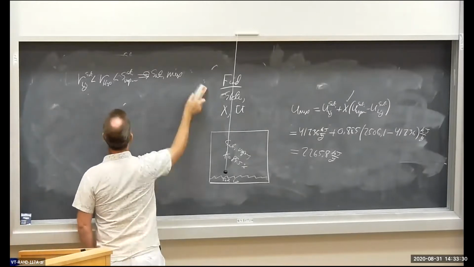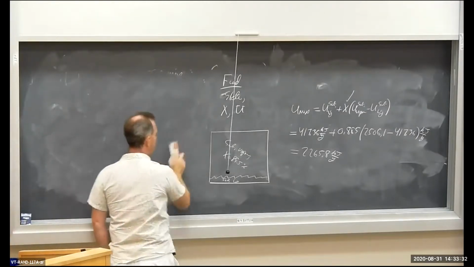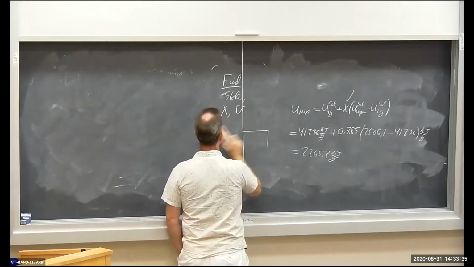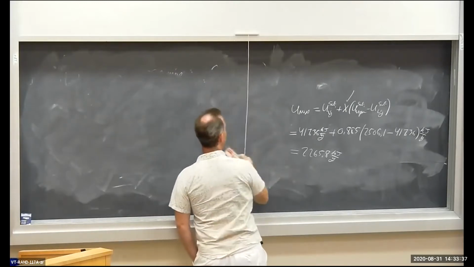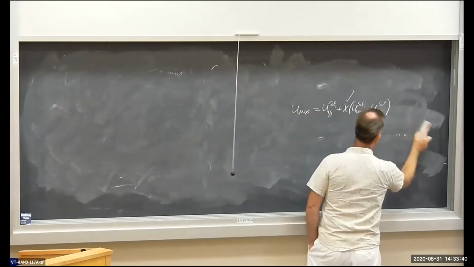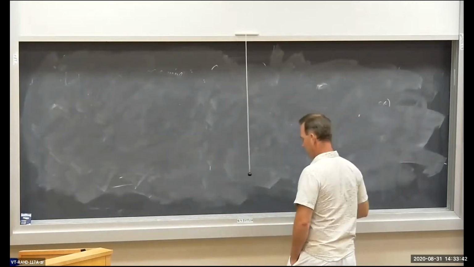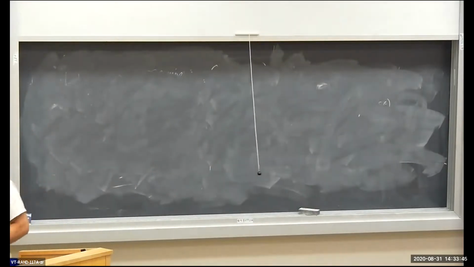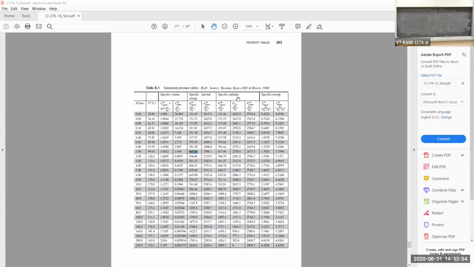You might have noticed in the tables, there's lots of stuff in these saturation tables. Specific volume, specific internal energy, lots of stuff. If you look a couple of columns over, you'll see additional properties. So let's have a look here. Additional properties, internal energy, specific enthalpy. Don't worry about specific entropy. I know entropy scares the hell out of you. It should. But let's deal with specific enthalpy.